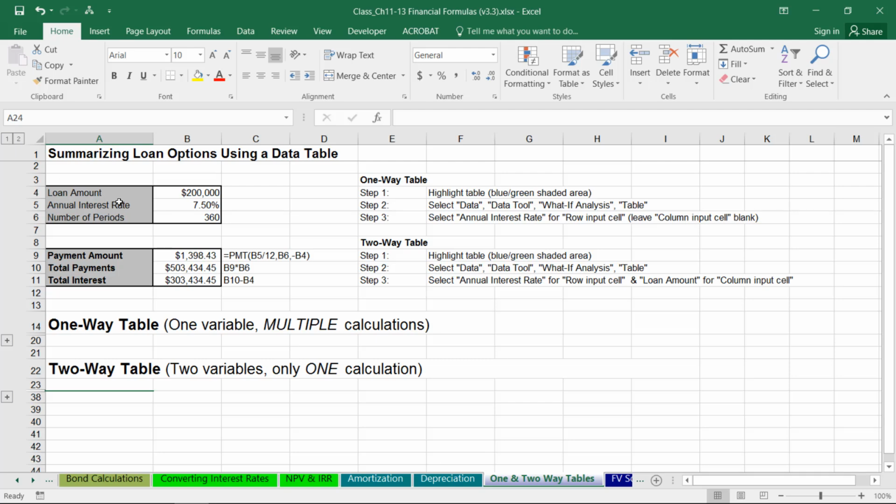We've already had tables and talked about one-way and two-way tables, but let's review that together here using financial data. Data tables are one of Excel's most underutilized tools.